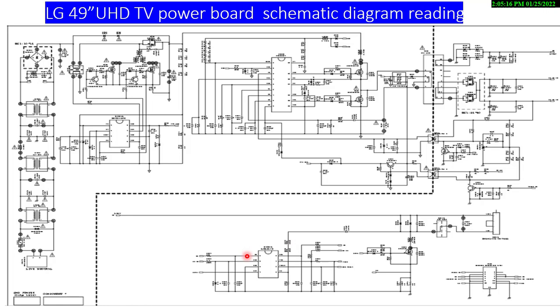The other one is the backlight driver IC. This one is used to drive the backlights, which controls the brightness of the backlight depending on the signal coming from the main board, which is PWM signals. So now I will show you the main points of this schematic diagram.